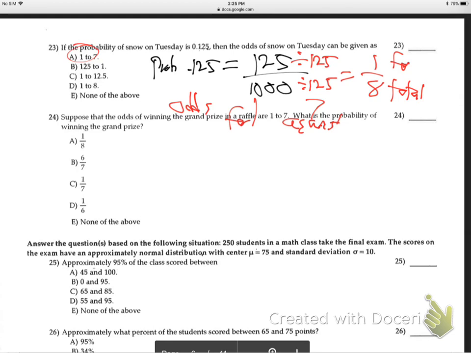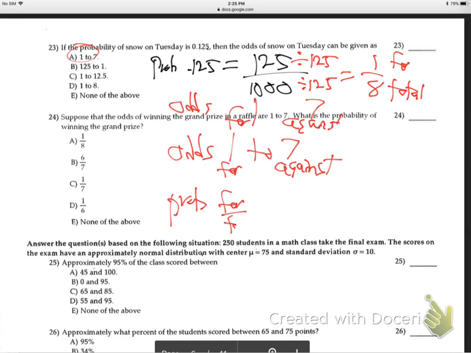Suppose the odds of winning the grand prize are 1 to 7. Now they're starting with odds 1 to 7, and they want me to go back to probability. So remember the definition. That's part and against. Odds 1 to 7 is part and against, and probability is what? Part over total. So it's 1. They start out the same. No difference there. So if there's 1 for the issue, 7 against the issue, how many total?